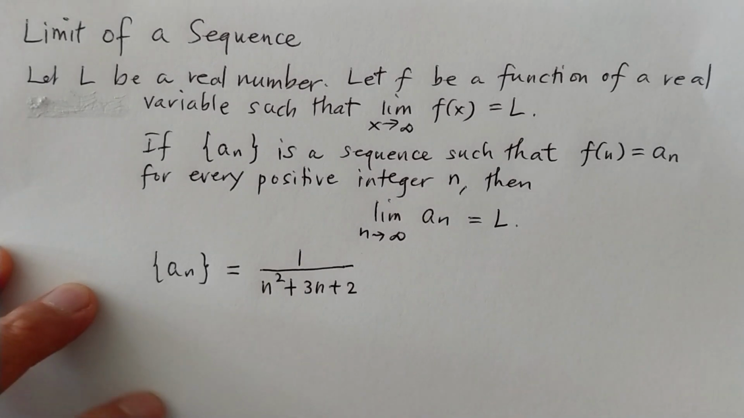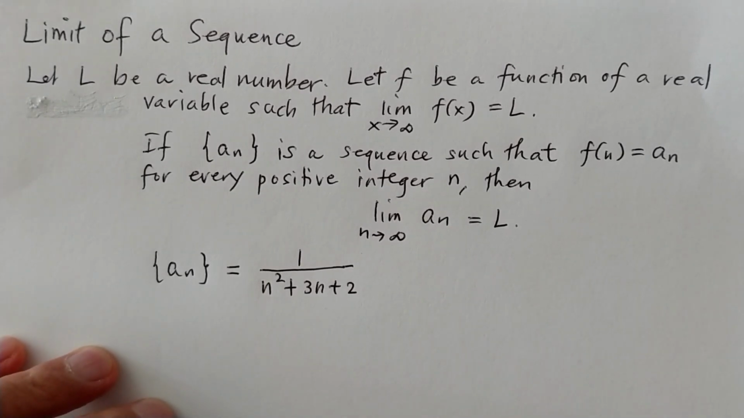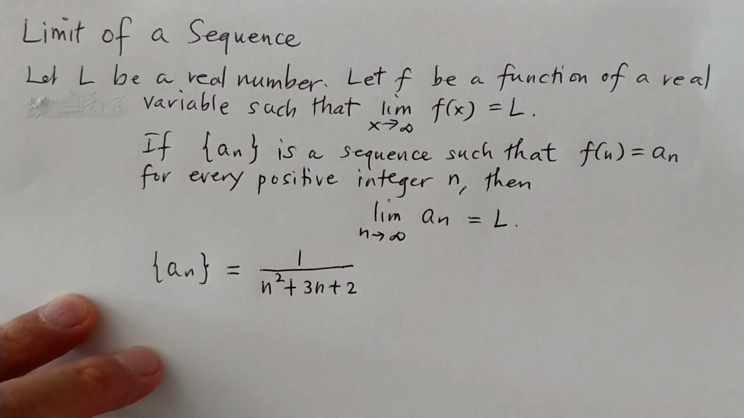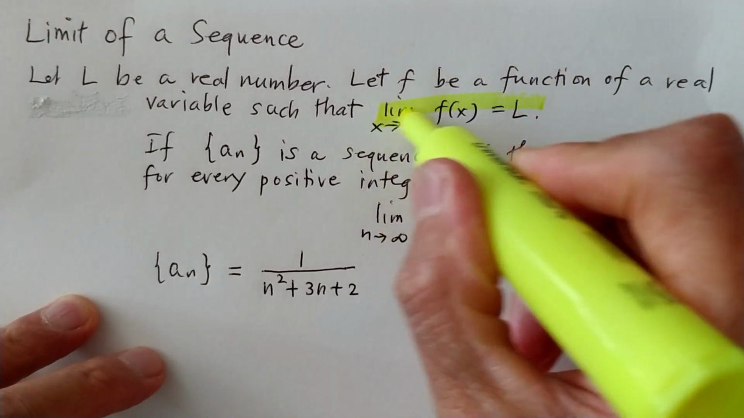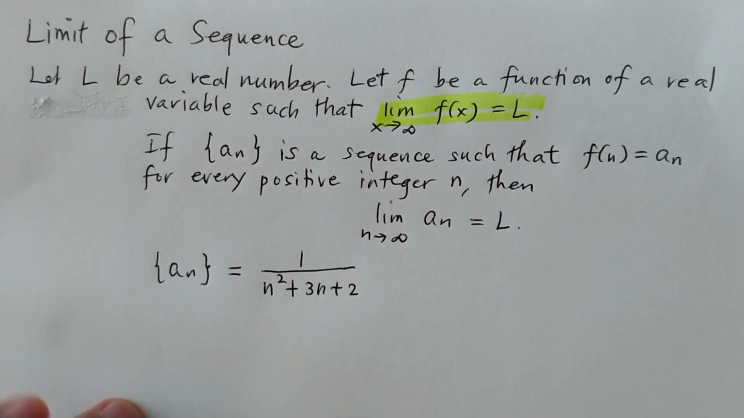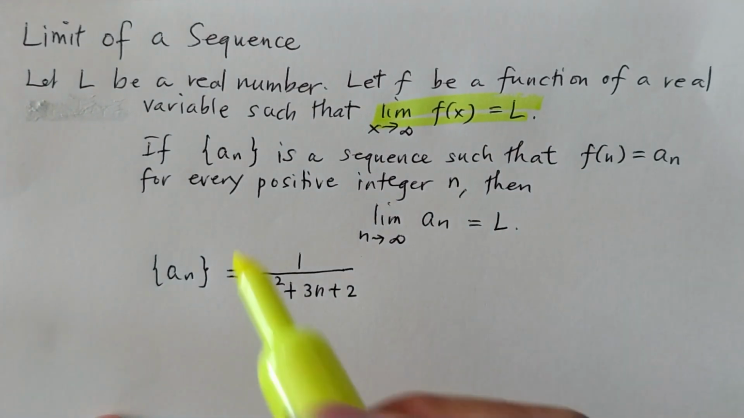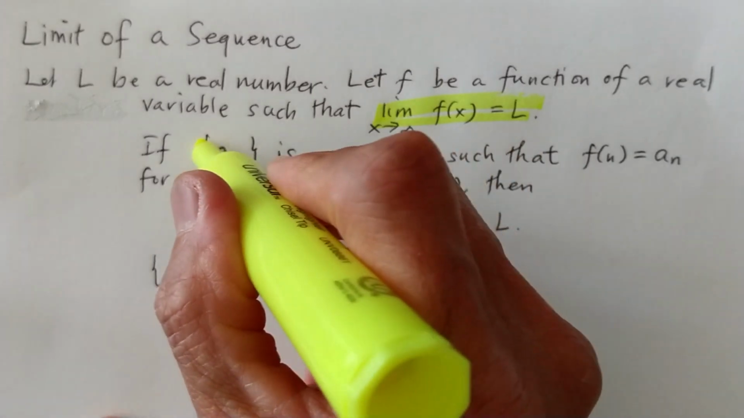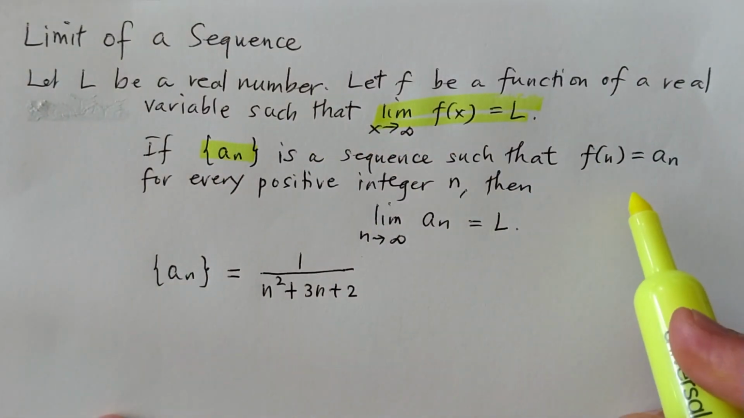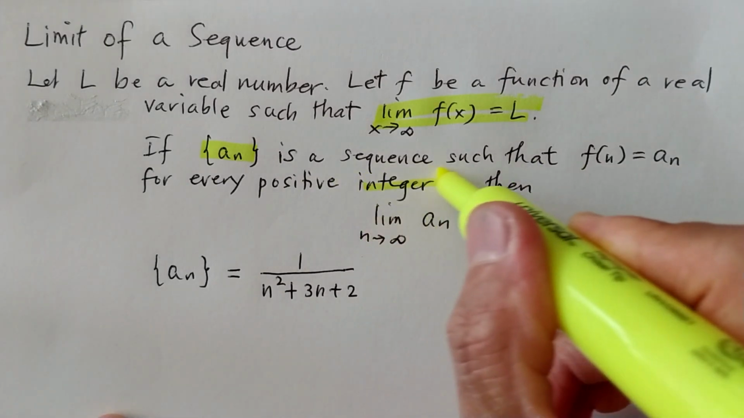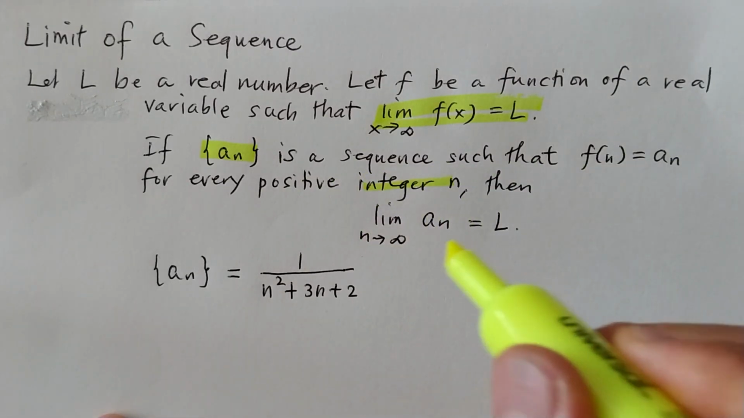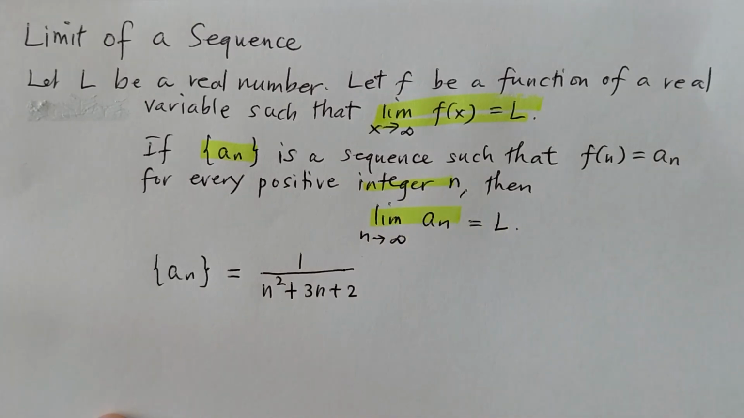Okay, so this one is limit of a sequence. Let L be a real number. Let f be a function of a real variable such that the limit of the function as x approaches infinity is the real number L. If a sub n, this is our notation for a sequence, is such that f of n is equal to a sub n for every positive integer n, then the limit of the sequence itself is equal to L.